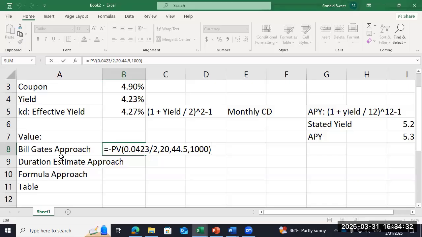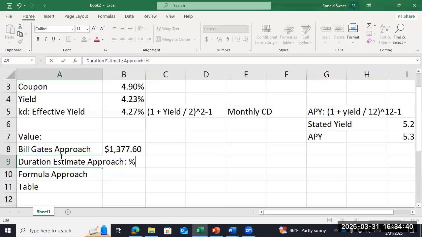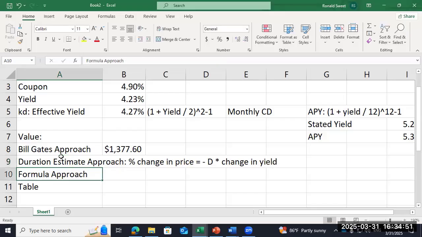You're doing 10 years, but every 6 months, you've got to multiply by 2. So that's it. Let's try the duration approach. The duration approach says the percentage change in the price should equal minus duration times the change in yield. All right, so here we have a problem. What is the duration of a 10-year bond?